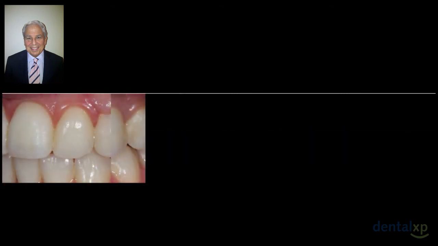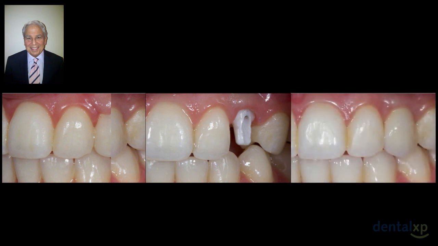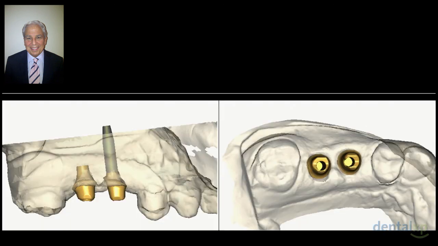In fact, when you take a look at how I overlaid where the tissue was originally and where it wound up, you can see the dramatic difference simply by changing the crown contour. We happen to use a zirconia abutment underneath that, but the question is this: what corrected the zenith position of the facial tissue? Was it the abutment? No, the abutment had nothing to do with it whatsoever. It was the crown contour. It was just a combination of the two things.